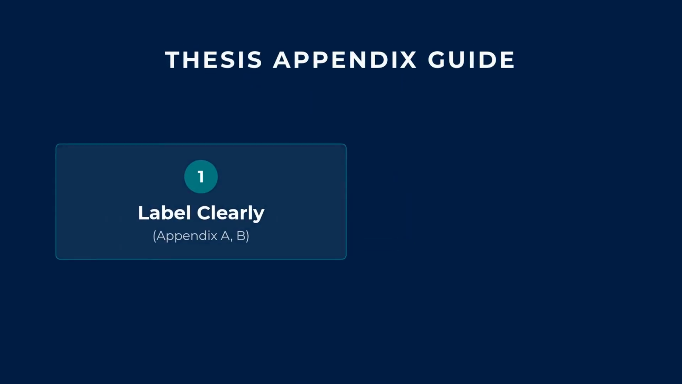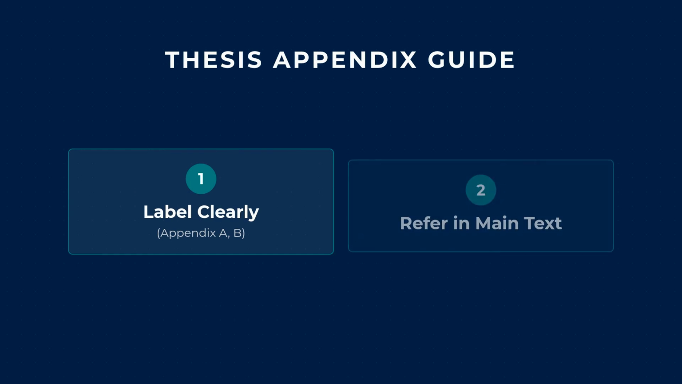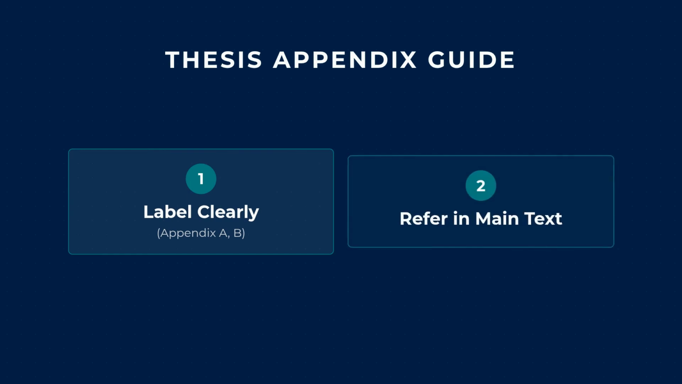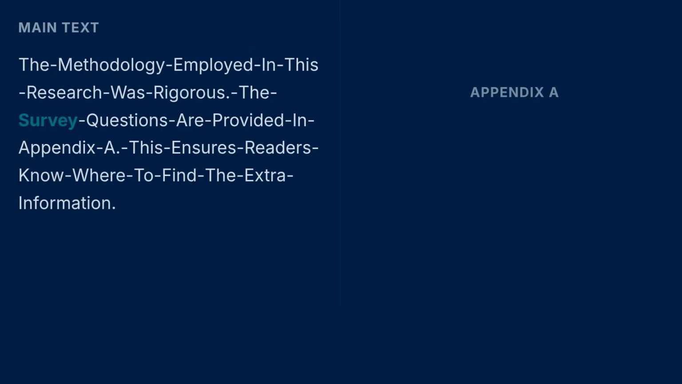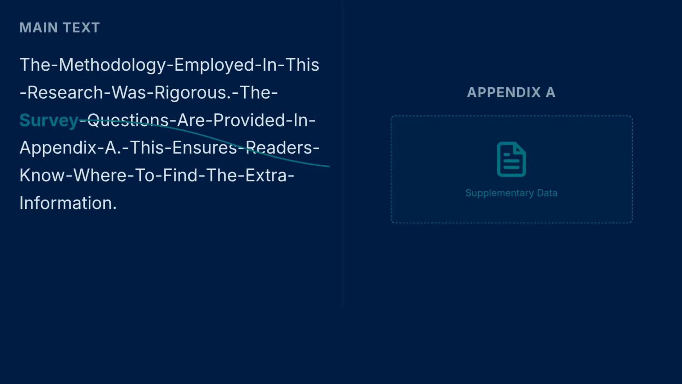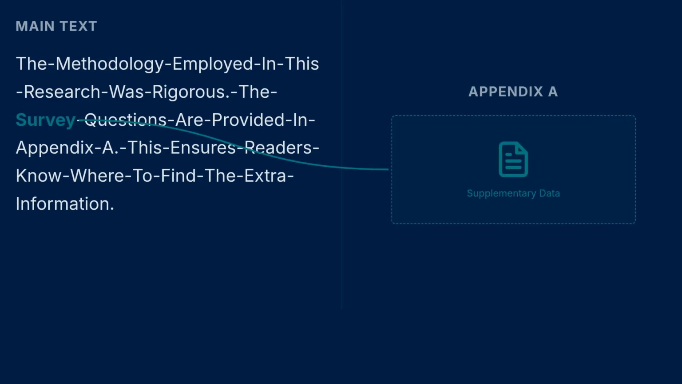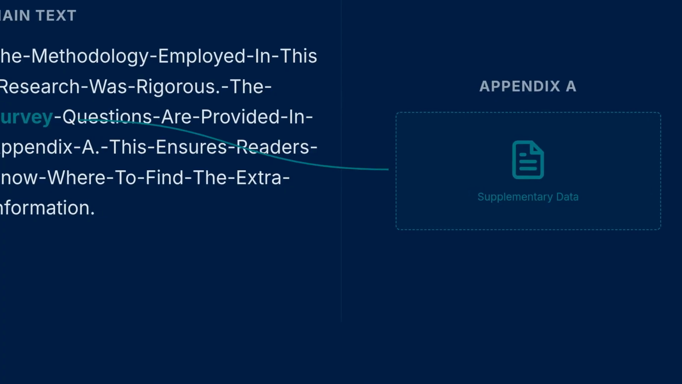When adding appendices, label them clearly, e.g., Appendix A, Appendix B, and refer to them in the main text. For instance, the survey questions are provided in Appendix A. This ensures readers know where to find the extra information.